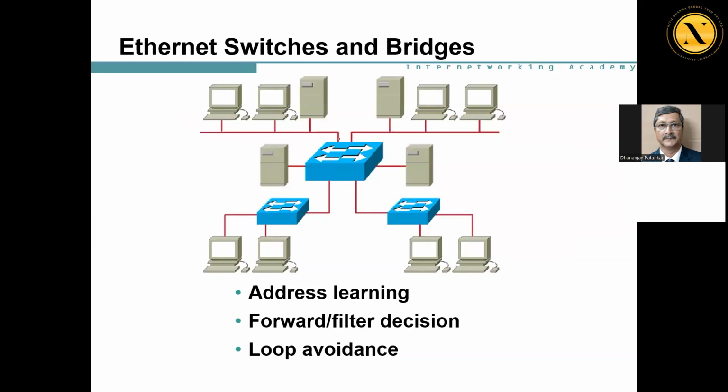But if you say there's no hub there and they're directly connected on switch ports, then obviously 1, 2, 3, 4, 5, 6, 7, 8, 9, 10, 11, 12, 13, 14 collision domains. Okay?